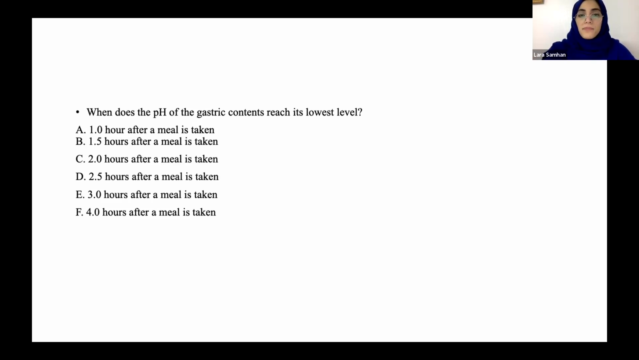So the HCl levels keep on decreasing, and this decrease usually happens approximately 4 hours after you've eaten your meal. Once you eat your meal, the meal reaches the stomach. This is the gastric phase, very high HCl production, and the pH will be low, and everything is good. After approximately 4 hours, the pH is going to be all the way to its lowest. Okay, perfect.